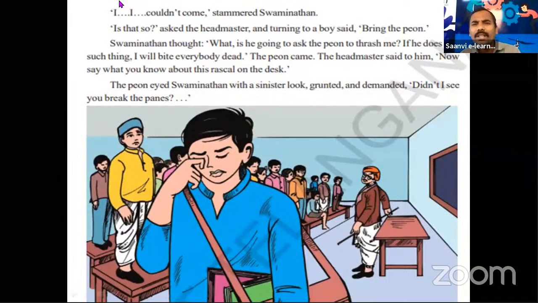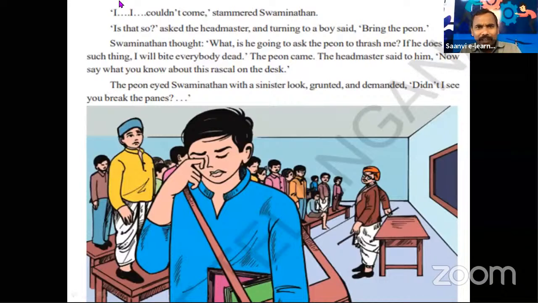Then, "Headmaster, I couldn't come," stammered Swaminathan. You know what is called stammering? Stammering means you are repeating the first alphabet of a word again and again. For somebody, it's a kind of disability. Some persons have problems with their speaking. So when they are calling somebody like Rehu, the first alphabet R may be pronounced again and again. So this is a speaking disability, stammering. But in this context, Swaminathan doesn't have stammering; because of fear, it happens. "I couldn't come," stammered Swaminathan.